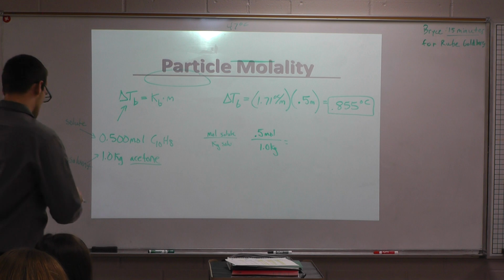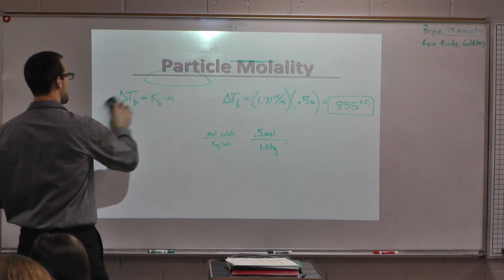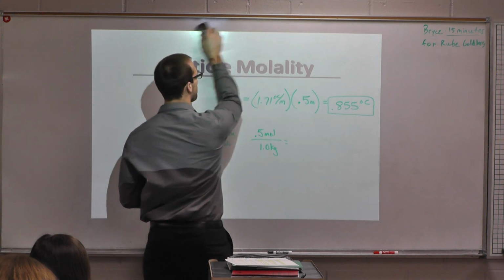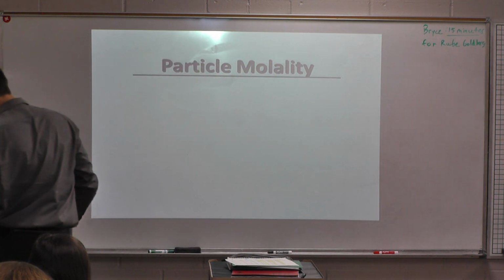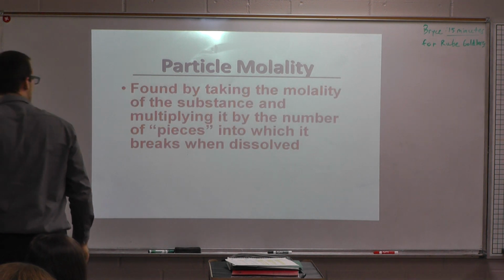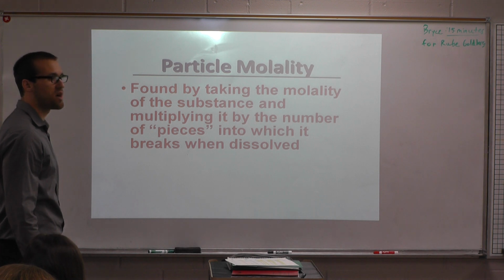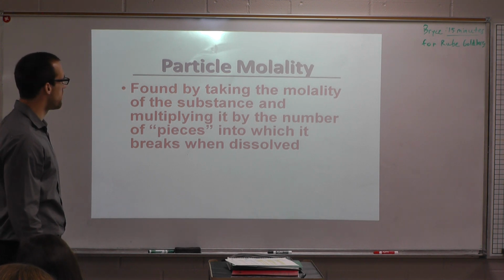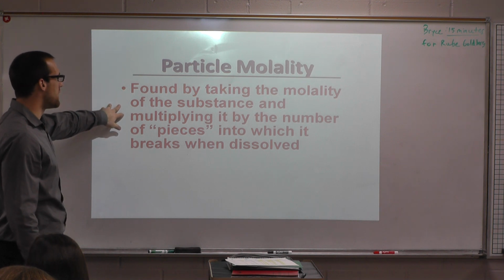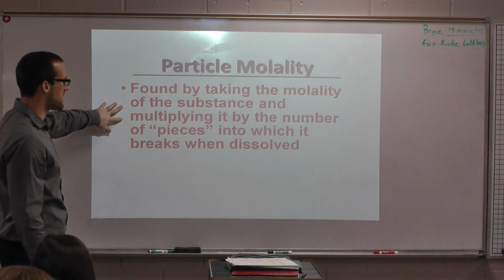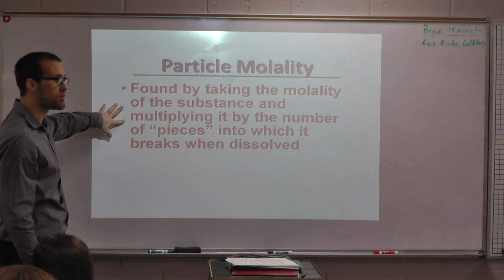All right, particle molality. Important, and I kind of alluded to this a little bit earlier. This is only important when you are dealing with ionic compounds, because ionic does what? Breaks apart. So this is found by taking the molality of your substance to begin with and multiplying by the number of pieces it breaks up into.